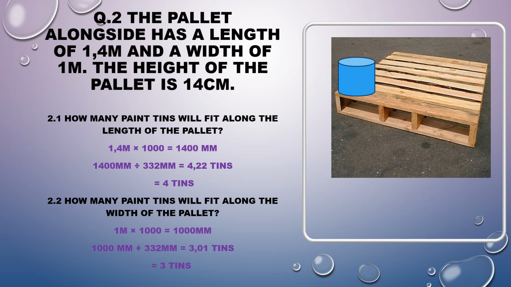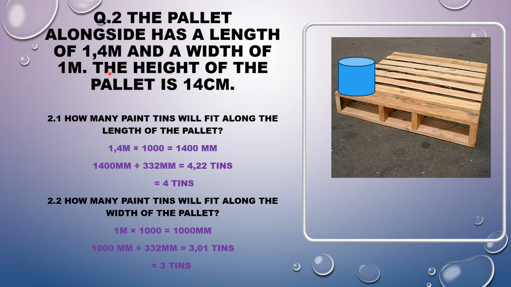Question 2 now says, the pallet alongside. So this is my pallet. The pallet alongside has a length of 1.4 meters. So I'm looking at there to there, 1.4 meters, likewise 1.4 meters, and a width of 1 meter. So 1 meter width. The height of the pallet is 14 centimeters. So from there to the ground, 14 centimeters.